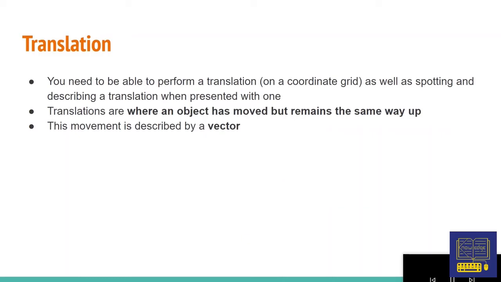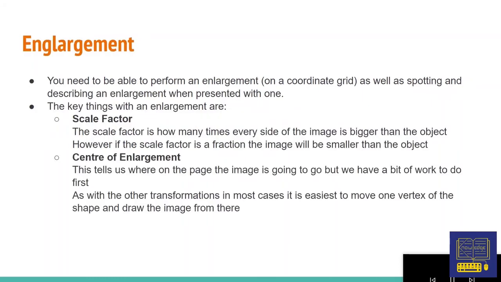You need to be able to perform a translation on a coordinate grid as well as spotting and describing a translation when presented with one. Translations are where an object has moved but remained the same way up. This movement is described by a vector.